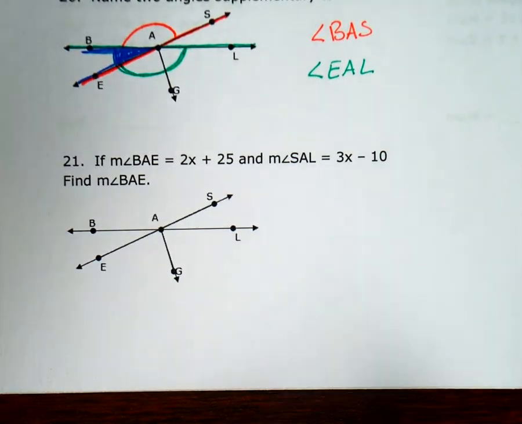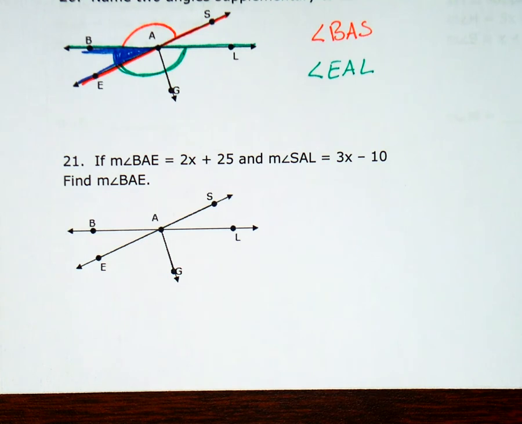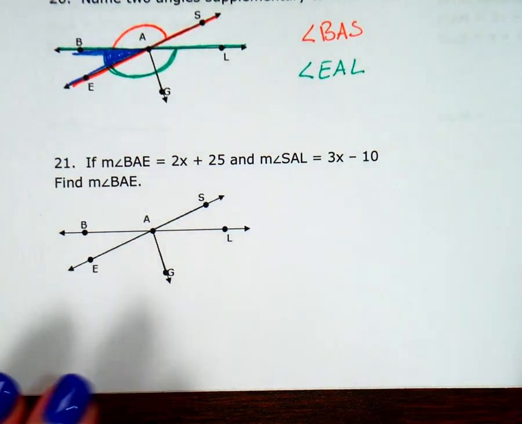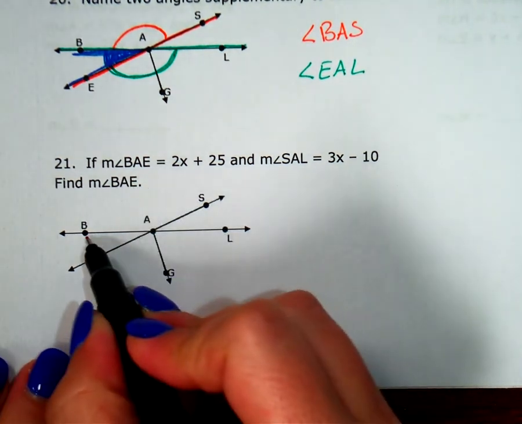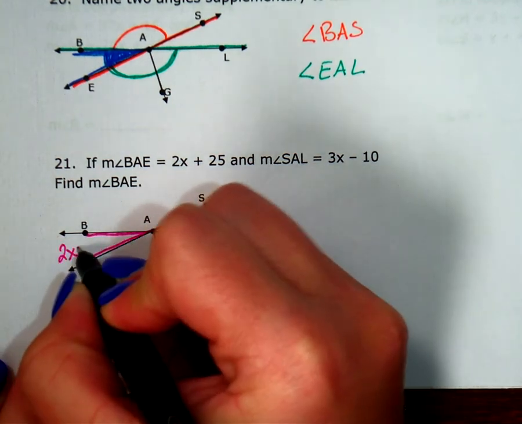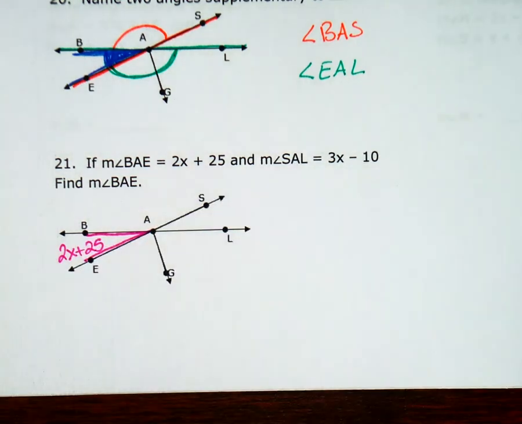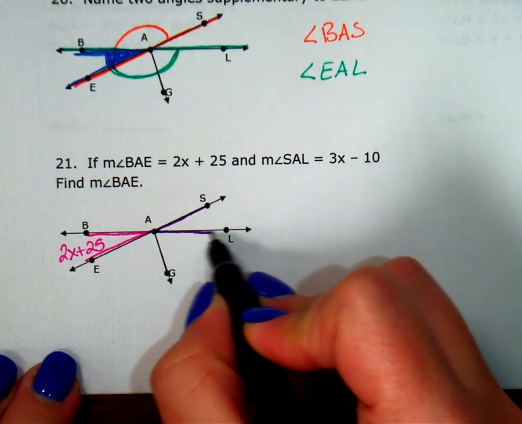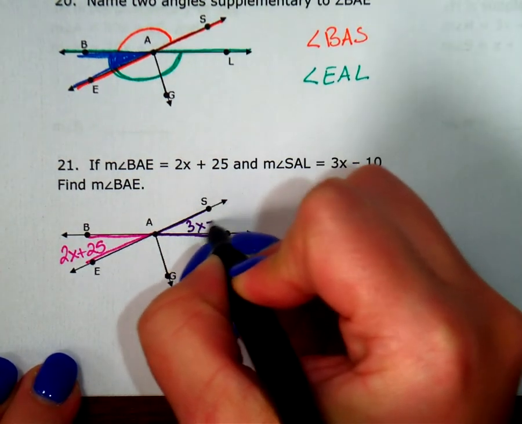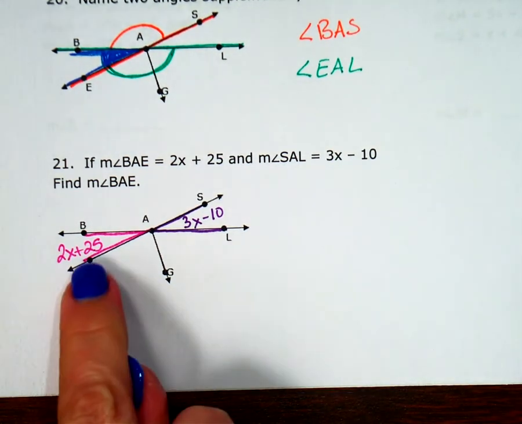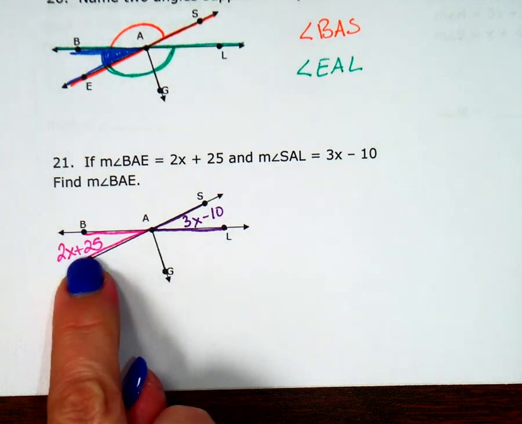All right, one more. If the measure of angle BAE equals 2x plus 25 and the measure of angle SAL equals 3x minus 10, find the measure of angle BAE. So let's see where those angles are so we know what to do with them. BAE is 2x plus 25. And the measure of angle SAL is 3x minus 10. I want to find the measure of angle BAE. So I want to find the pink angle, BAE.